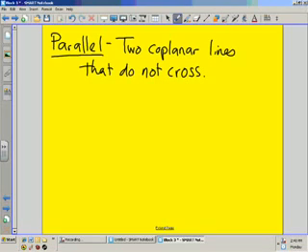The reason we put the word coplanar in there is to force them to be going the same direction. If lines are not coplanar, they become something completely different. We call that skew, and we'll discuss that in just a second. So, 2 coplanar lines that do not cross. So let's go ahead and draw some.